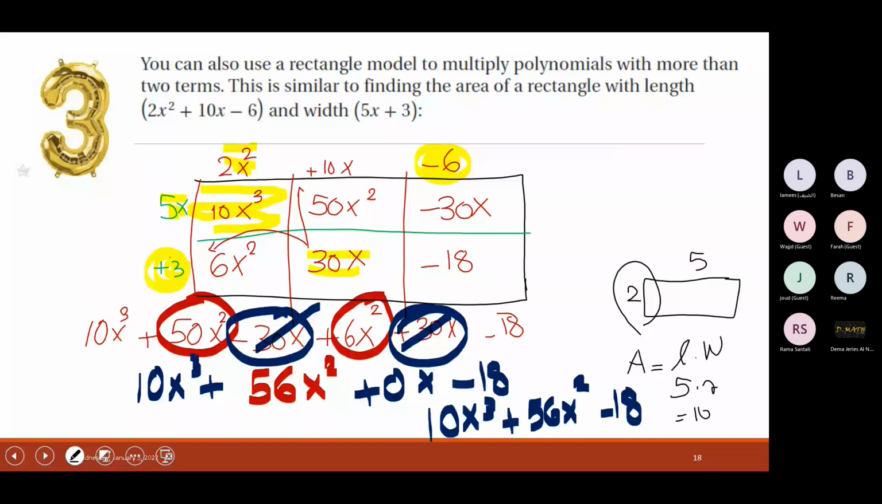No. So up to now, we learned the three methods: distributive, FOIL, and the rectangle one. The distributive and FOIL are used to multiply two terms only. But if you have three terms or more, we are going to use the rectangle method or the vertical one with tens and ones.